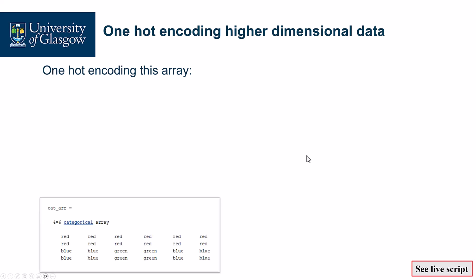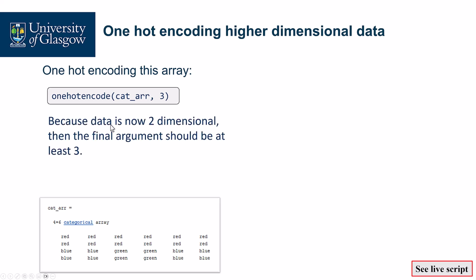So how can we carry out one-hot encoding? We still use the function one-hot encode. The array, comma 3. Why do we use 3? As I've said, the data has 2 dimensions, so this one should at least be larger than that. We use a 3. Then what dimensions does the generated one-hot encoded data have? Remember, this is 4 by 6. You get 4 by 6 by 3, so 3 is the layers.